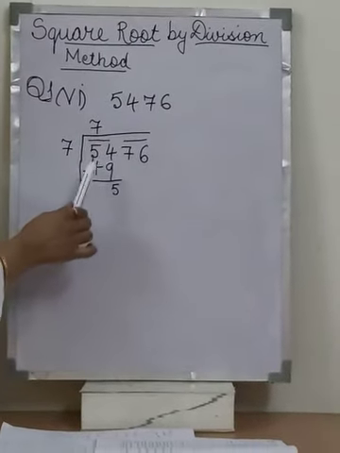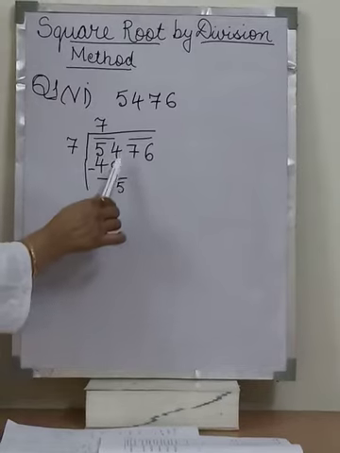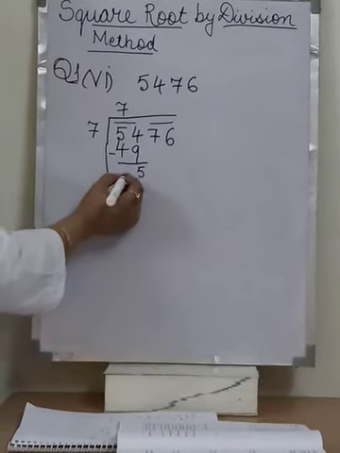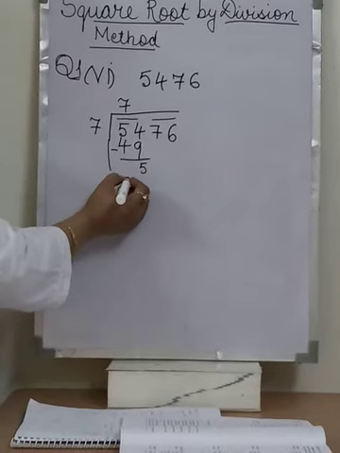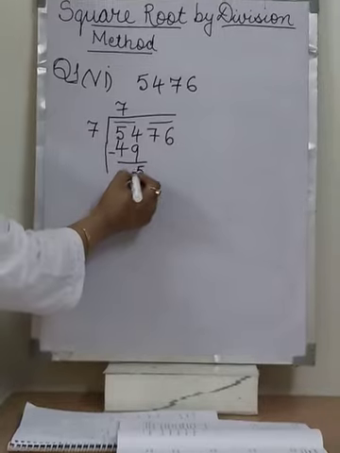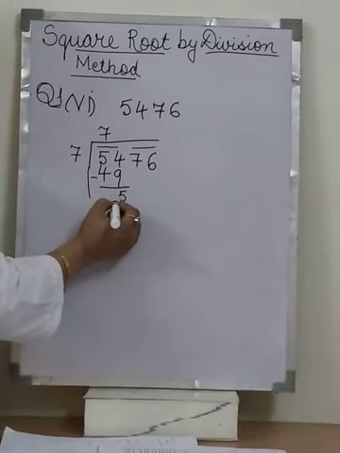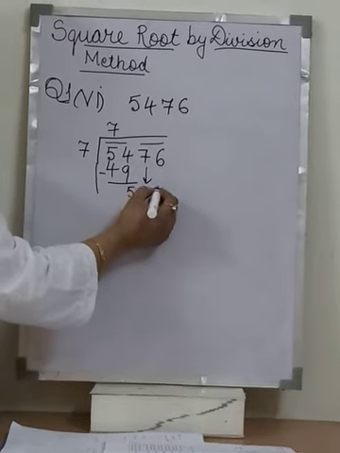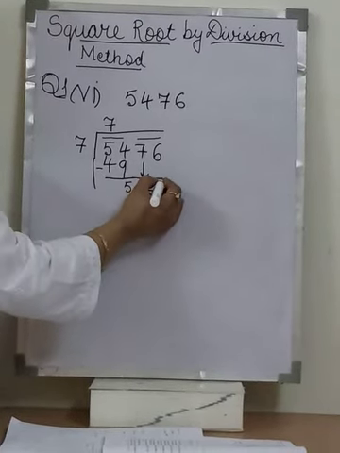7 7s are 49, I have written. Now we subtract it. 14 minus 9 will give you 5. What is left here? 4. So what are we left with? Only 5. Now firstly we will look for the new dividend. So after subtracting it, what will we copy? Now we'll copy 76. So the new dividend is 576.